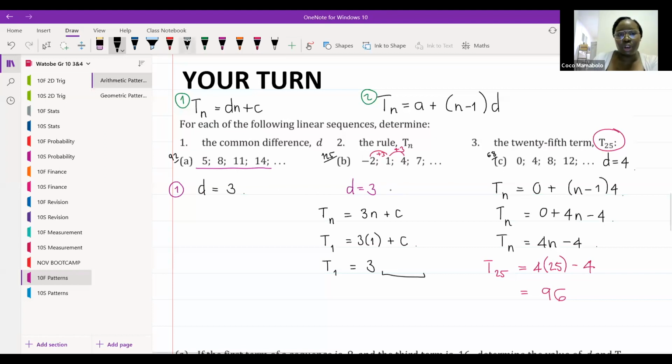Now, Jessica, if we look at my sequence, do you see that the first number in my sequence is actually -2? Yes? Yes, ma'am. T1 is equal to -2. So I'm using T1. So my T1 answer can't be 3. How do I get from 3 back to -2? You're going to subtract. Correct. By how much?